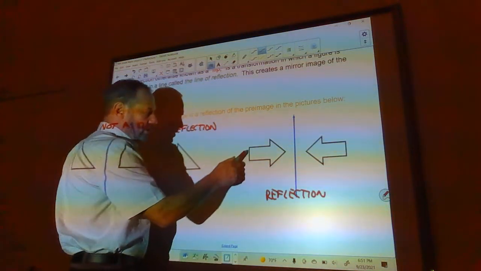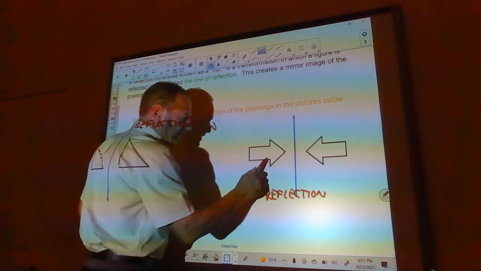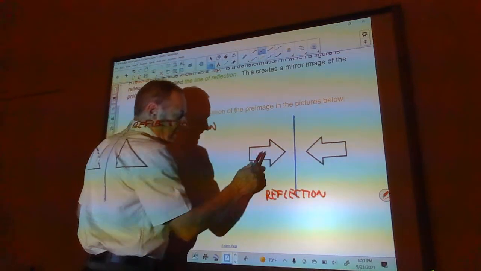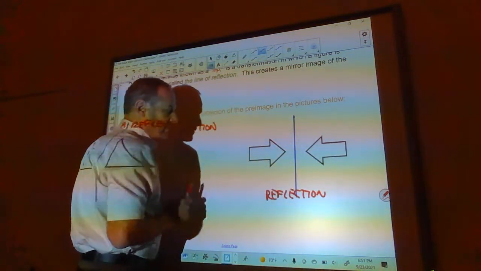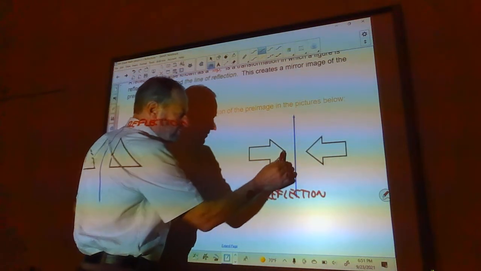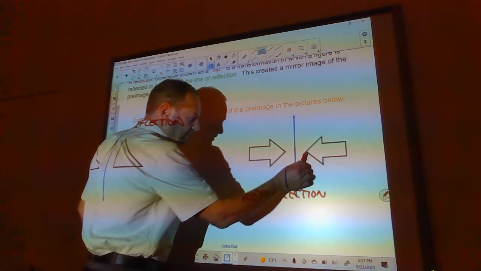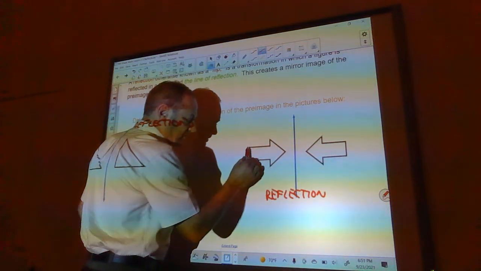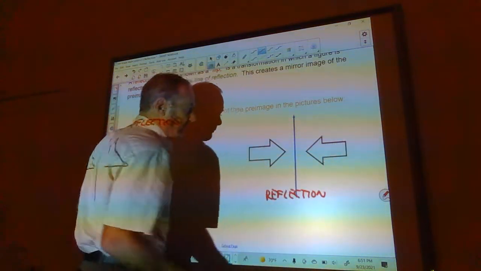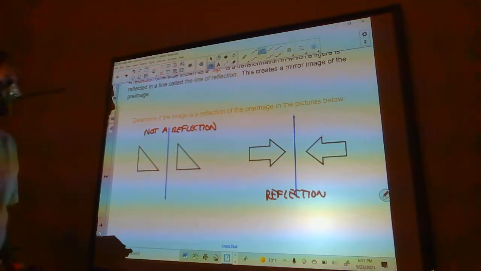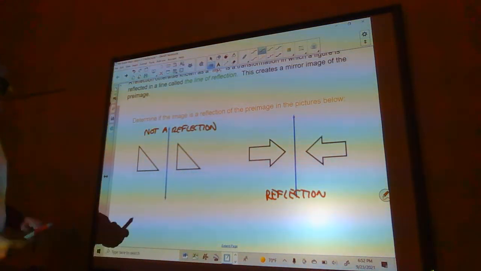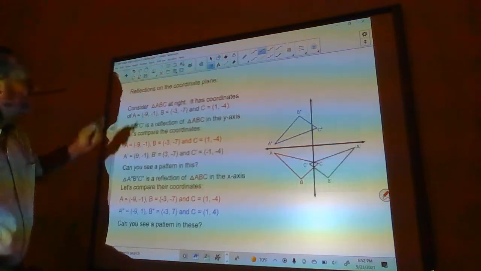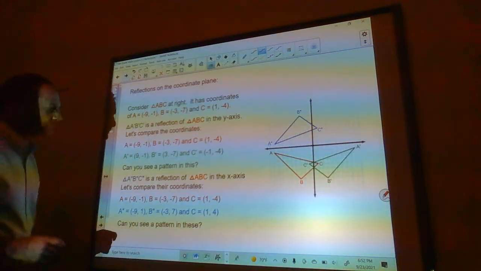Now, you'll notice that all the pieces here are the same length as their corresponding pieces on the other side. As you get closer to the mirror, the image gets closer to the mirror. As you get further from the mirror, the image gets further from the mirror. Okay? So there's a reflection.